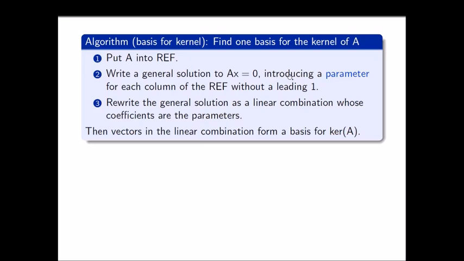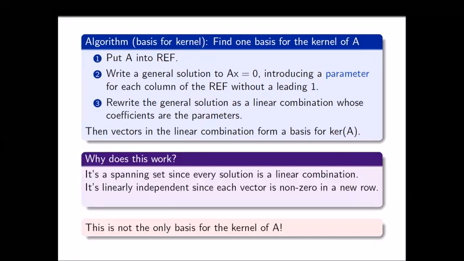And we introduce a parameter for each column of the row echelon form which does not have a leading one. Then we rewrite this general solution as a linear combination where the coefficients are the parameters that we just introduced. Then the vectors in the linear combination that are multiplied to the coefficients form a basis for the kernel of the matrix A. Now, why does this make sense?